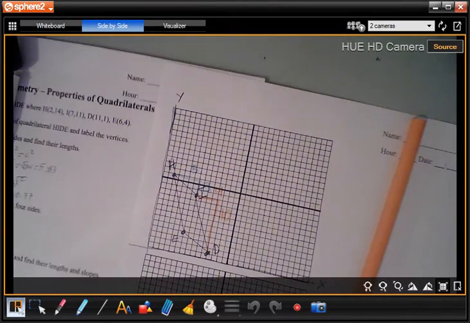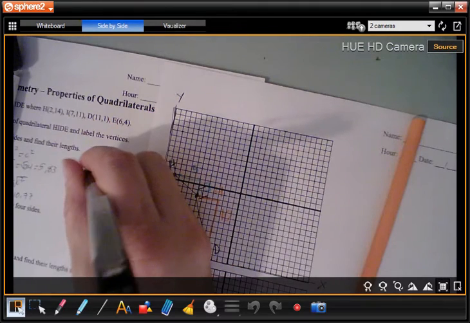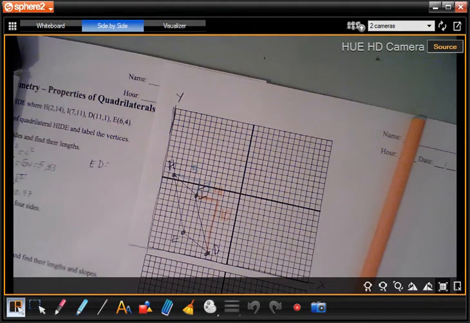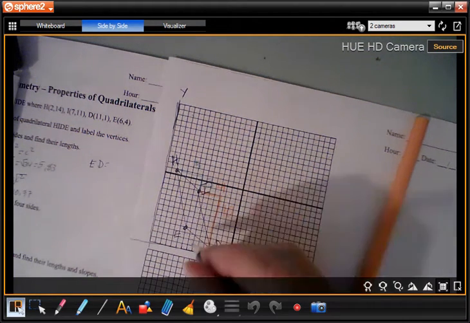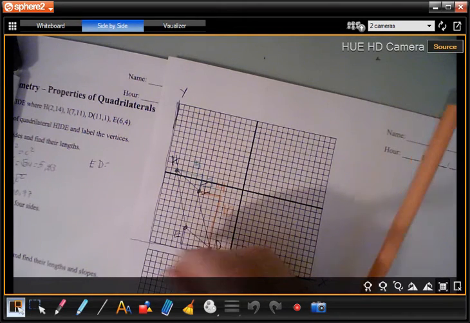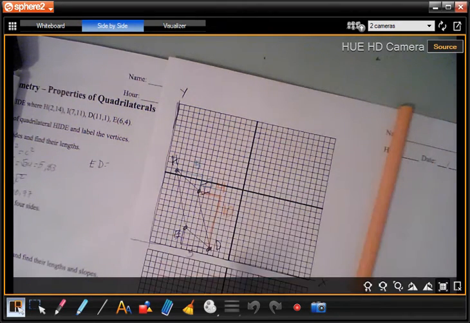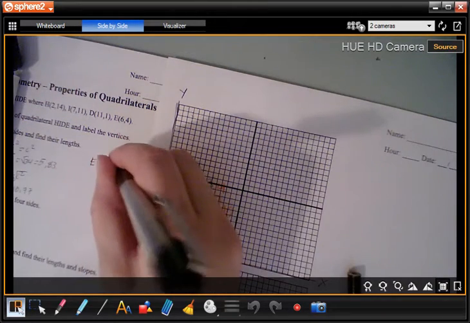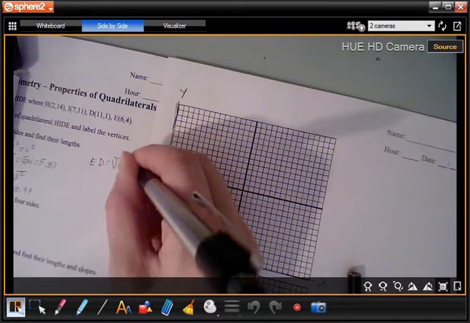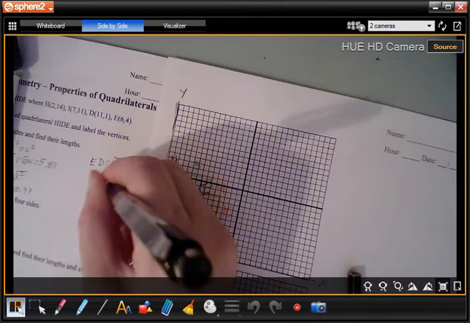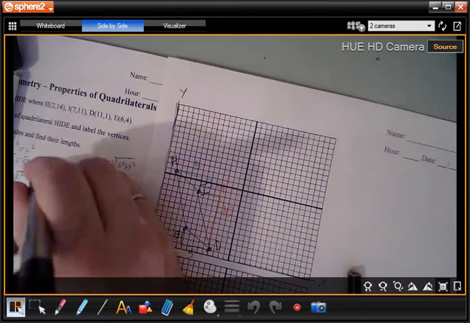Next, we're going to find E to D. E to D right here is over 5, up 3. Over 5, up 3, so it's the same thing. We're going to go square root of 5 squared plus 3 squared. And we're going to get that square root of 34 or 5.83. Notice these two things are the same.